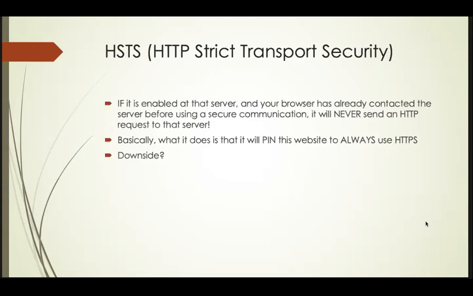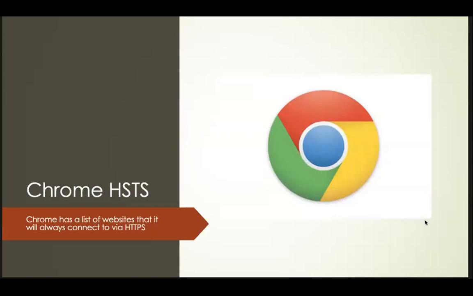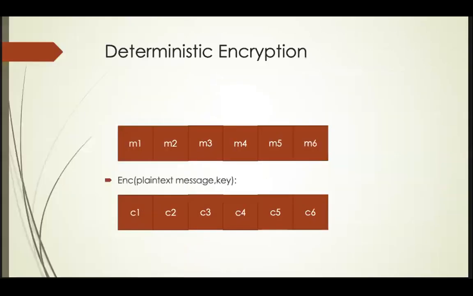Okay. Now, there is something interesting with Google Chrome specifically. To prevent this downside, partially at least, Google Chrome actually has a list of websites that it will always connect to via HTTPS. Basically a preloaded list, exactly. Now, I don't know if all browsers have that. I'm definitely sure that Chrome has it. I think it is the only one, I might be wrong, but this is actually a very interesting way of doing things from Google, okay?